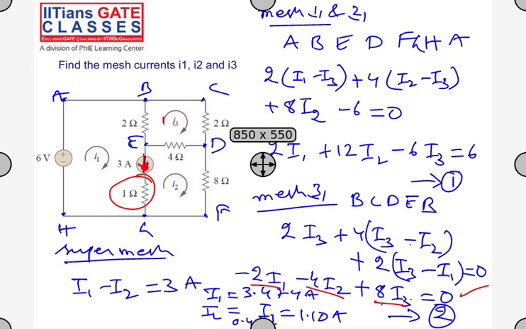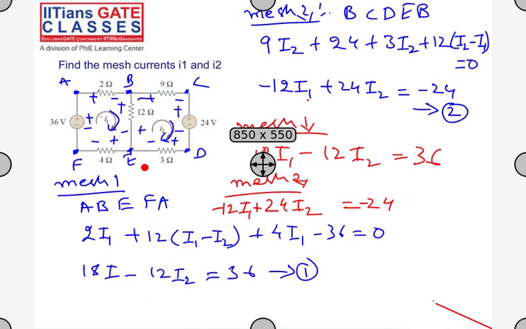Sir, can you go to the previous question again? Yeah, this one. In this, why is 36 positive but 24 negative? If you go through the loop, in the first mesh the first thing you encounter is minus here, and in this mesh, the first thing you encounter is plus here. Okay, that's the main thing. Got it.